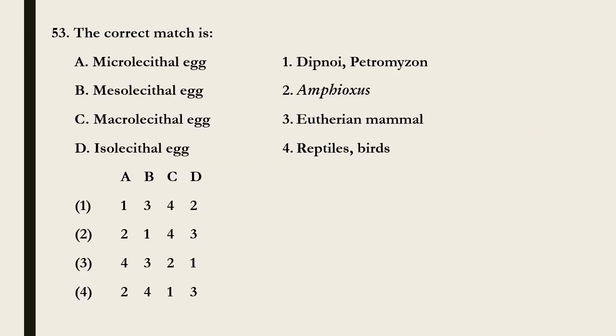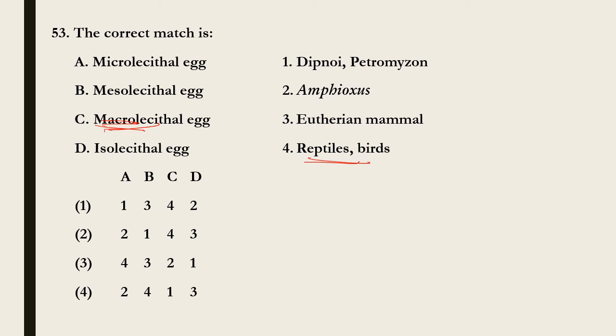Question number 53. The correct match is: A. Microlethal egg, B. Mesolethal eggs, C. Macrolethal, D. Isolethal egg. In the next column: 1. Dipnoi, Petromyzon, 2. Amphioxus, 3. Eutherian mammals, 4. Reptiles and birds. So reptiles and birds have macrolethal eggs. That means C is matched with 4.